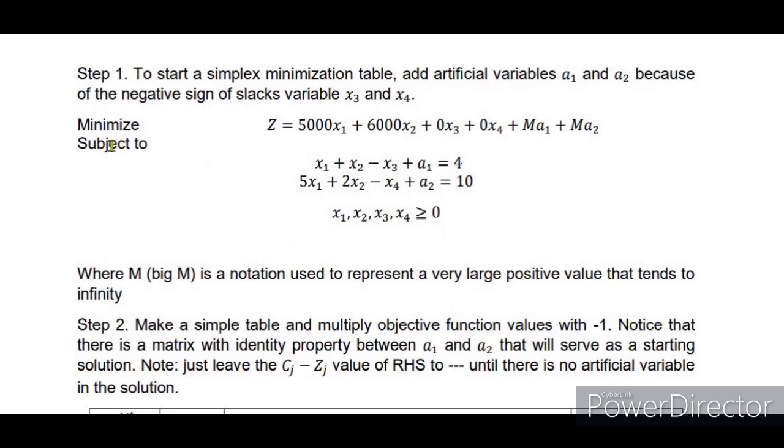So as you notice, in the constraint, we just add a sub 1 for the first constraint and a sub 2 for the second constraint as the artificial variables. So the m here, or the big M, is a notation used to represent a very large positive value that tends to infinity. So we just consider it as a very large positive value.